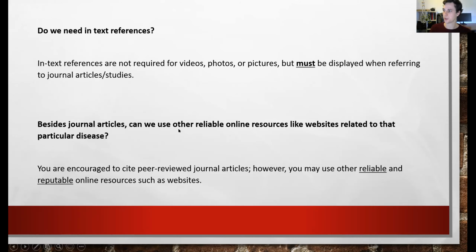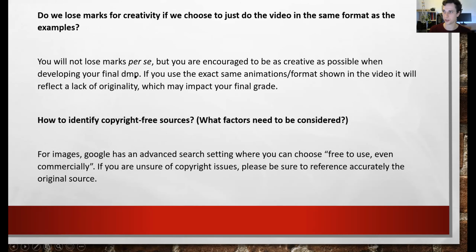Besides journal articles, what other things can we use? Reliable online resources or websites related to that particular disease. Anything with .gov is also going to be generally quite reputable. Government organizations or government bodies tend to use scientific statistics. They tend to get a lot of the statistics firsthand, so they tend to be quite reputable. We encourage peer-reviewed journal articles first, but there are other websites that you can use, particularly .gov ones.